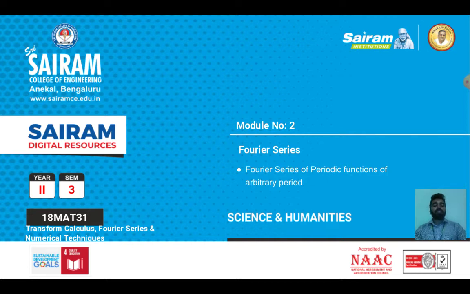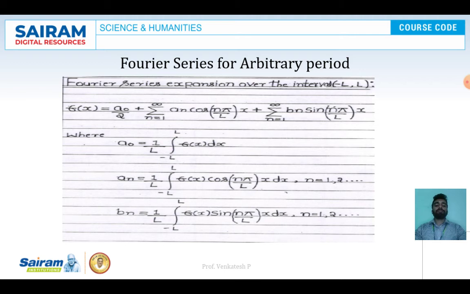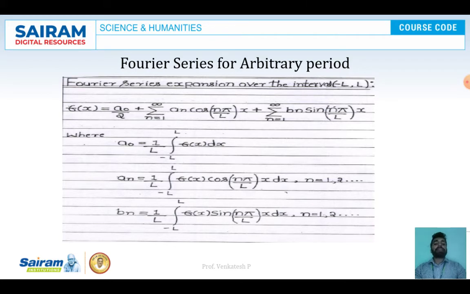In this lecture video, we're going to discuss the Fourier series of periodic functions of arbitrary period. The formula to calculate the Fourier series of arbitrary period in the interval minus L comma plus L is f of x equal to a naught by 2 plus summation n from 1 to infinity a n cos n pi by L into x plus summation n from 1 to infinity bn sin n pi by L into x.